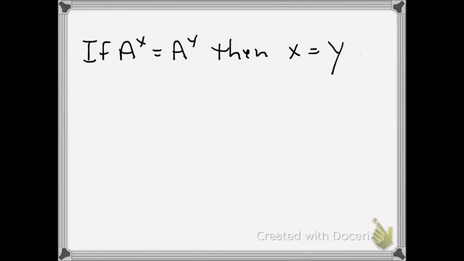Because the exponential functions are 1-to-1, we know that if a to the x power is equal to a to the y power, then the exponents x and y must be the same. We can use this to solve some equations. If we can get the same base on both sides, we can set the exponents equal to each other. So here's an example.